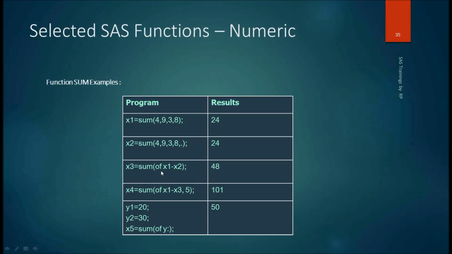And here I am using the of keyword for a set of variables. I am passing a set of variables by using a hyphen, x1 to x2, which indicates everything in between. For example, if I have variables called x1, x2, x3, up to x100, I need not mention x1, x2, x3 individually. By using the of keyword, I can mention x1 hyphen x100. So it will consider 100 variables and give you the sum of those 100 variables.